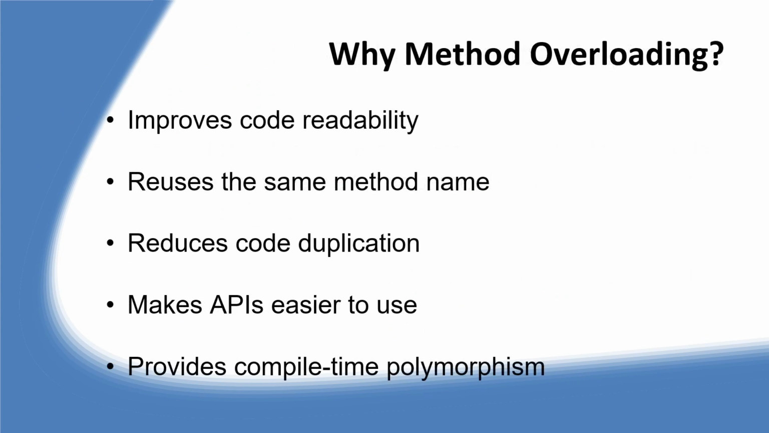Now, why method overloading? Imagine the println method that we use for printing. The method name remains the same, and we can use it for string, int, double, boolean, and char. This is possible because of method overloading.